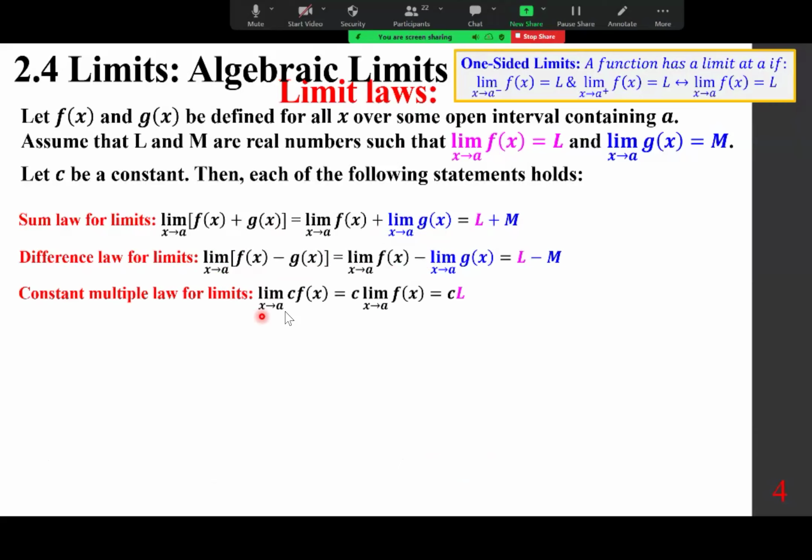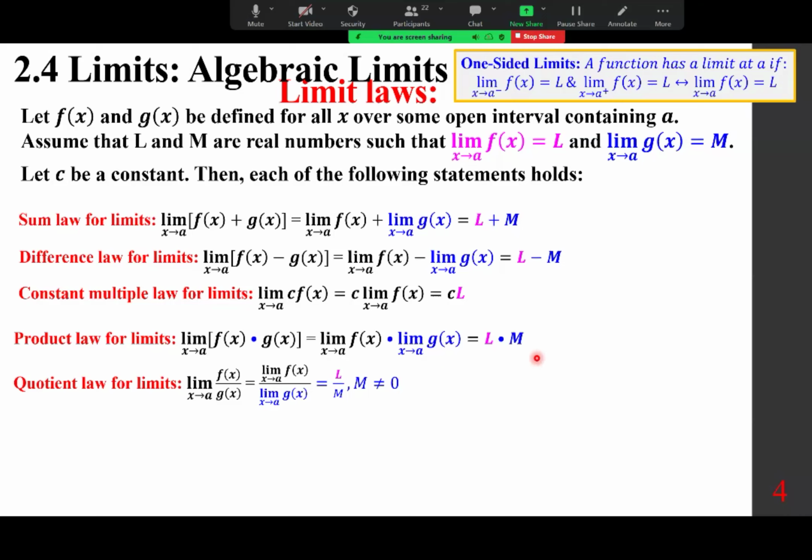Constant multiple. The limit of C times f of x as x approaches a. C is a constant, you can take it outside the limit. You get C times L. Product law. The limit of a product is the product of the limits, L times M. The quotient law, the limit of the quotient is the quotient of the limits L over M. Needless to say, as always, the denominator, in this case, M, cannot be zero.